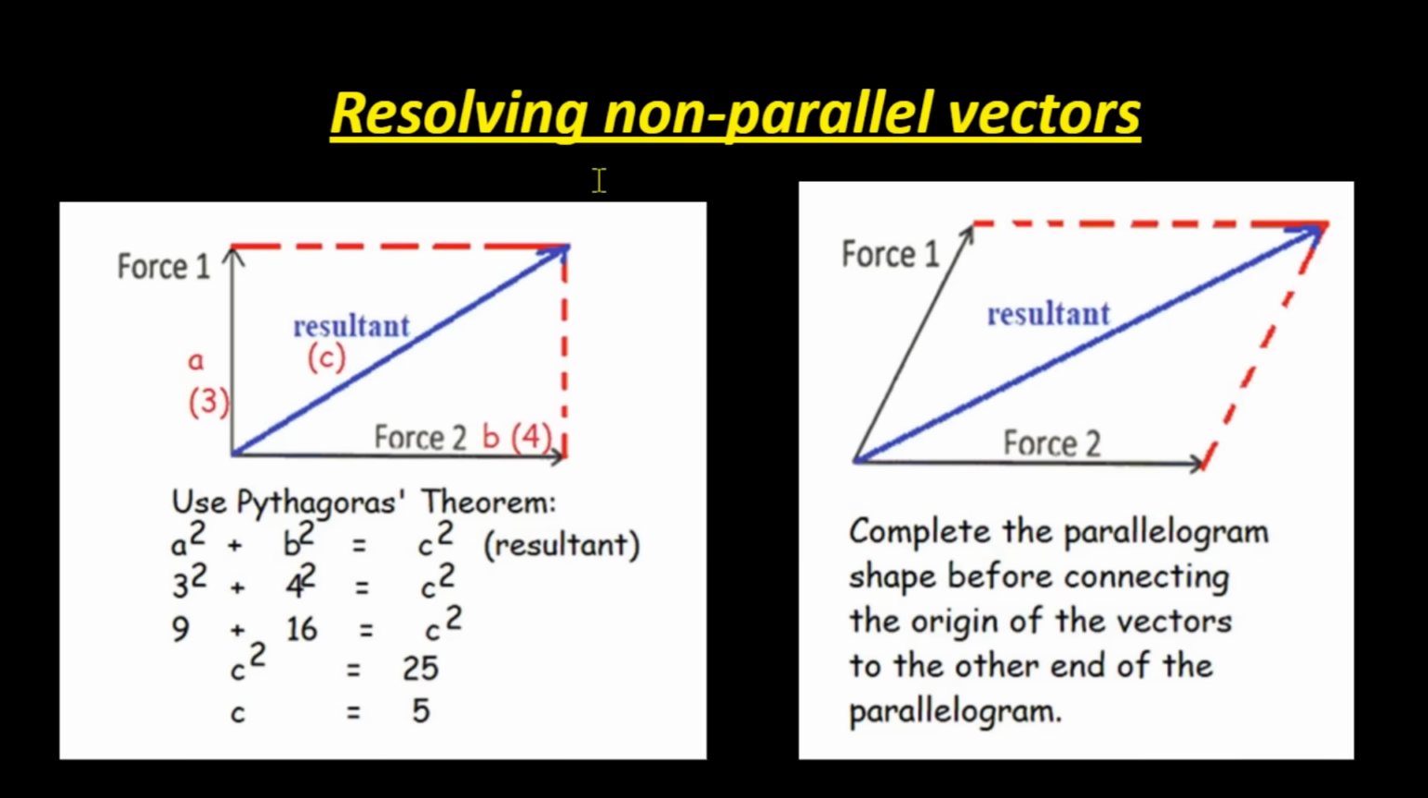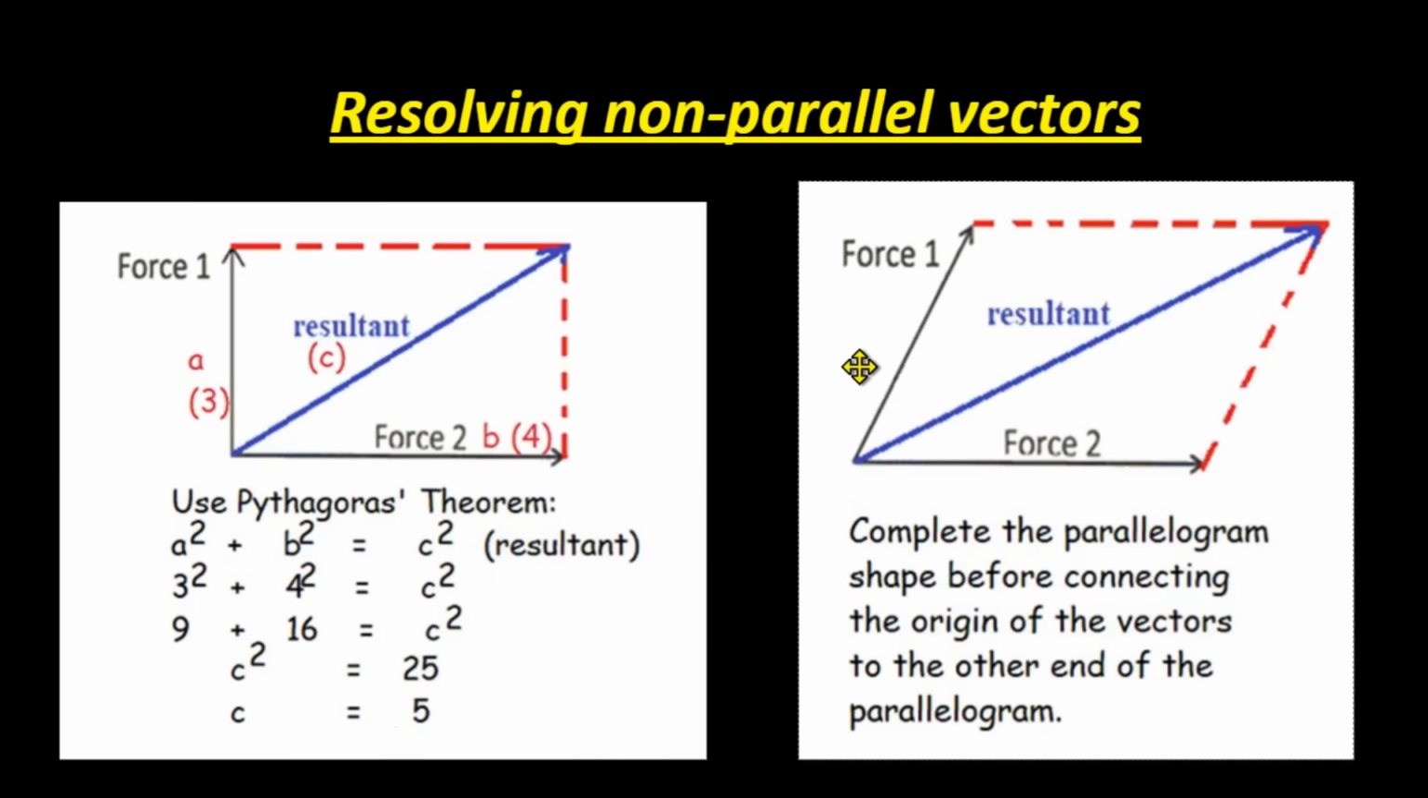In order to resolve non-parallel vectors, if we look at the one on the left, if both vectors are at a right angle to each other, we can simply use Pythagoras' theorem to resolve the resultant. So for example, the 2 vectors, force 1 will be A, force 2 would be B, and the resultant would be C. If you use A squared plus B squared equals C squared, and A is 3, 3 squared is 9, and B is 4, 4 squared is 16, 9 plus 16 is equal to C squared. So C squared is equal to 25. C would be the square root of 25, which would be 5. So the resultant would be 5 units in this case.